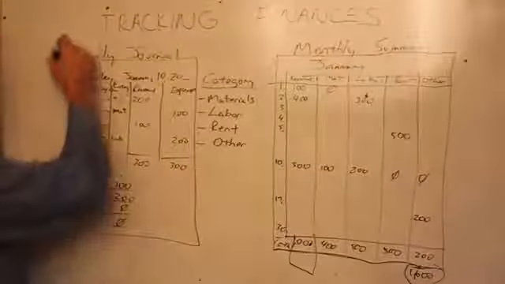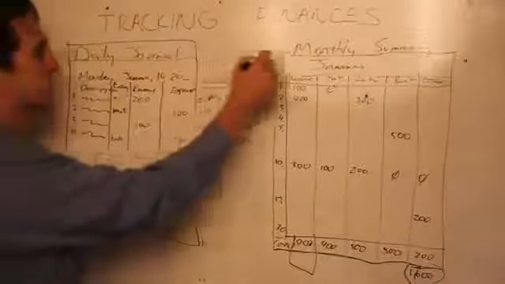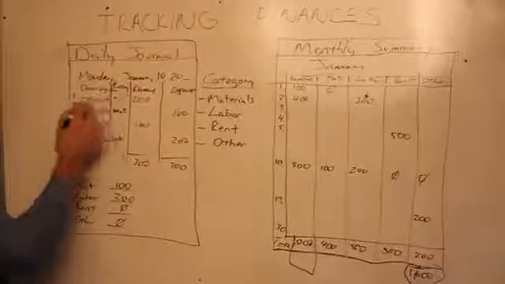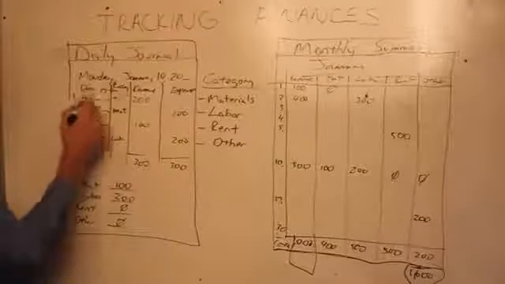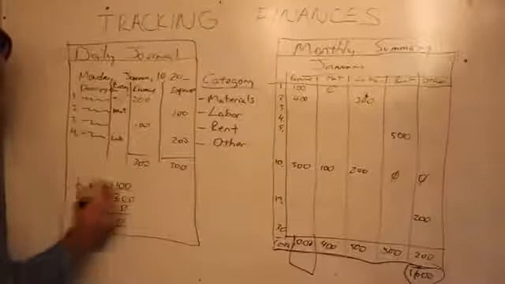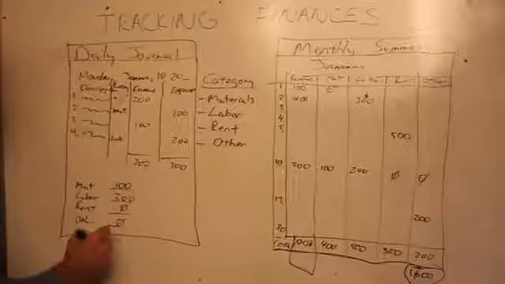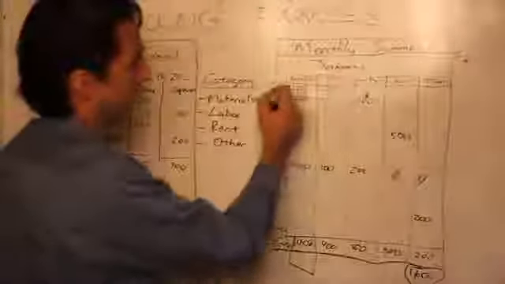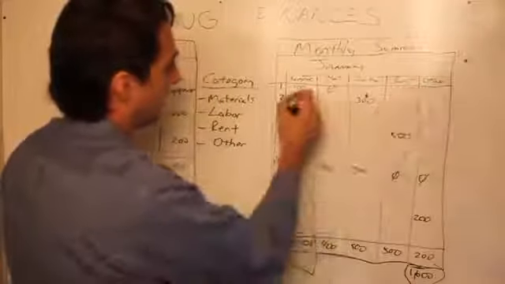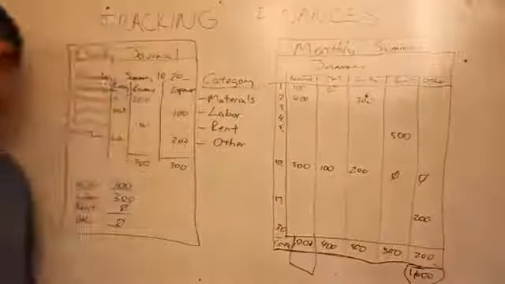So if you just come up with a system where you can track a daily journal, just a description of what it was, what category is it, was it revenue or an expense? Summarize it at the bottom, and then put each day, your revenue, material, labor, rent, other categories, and then you can see a whole month.